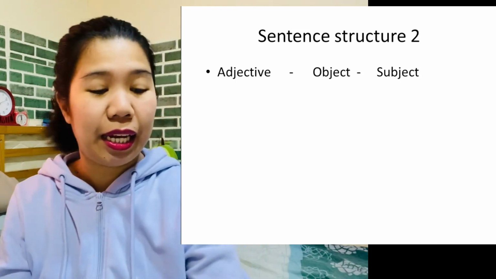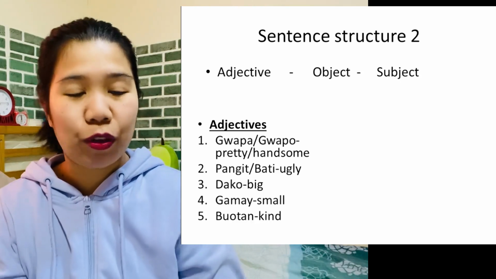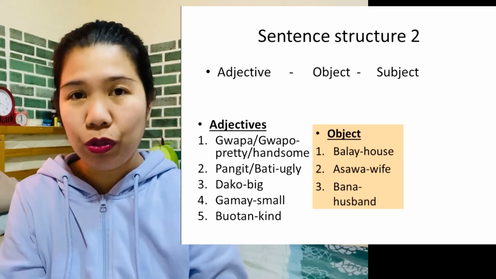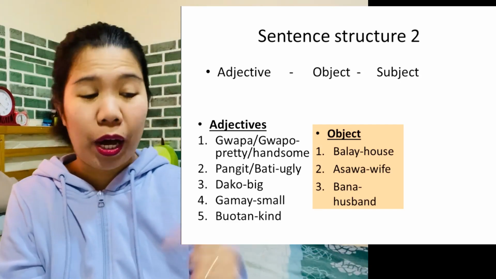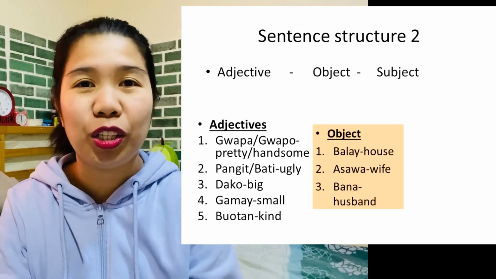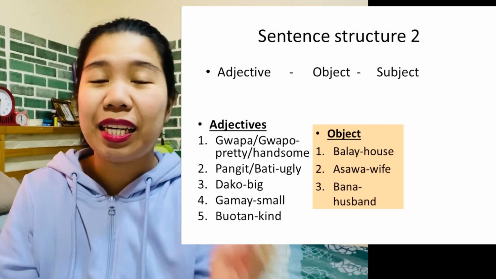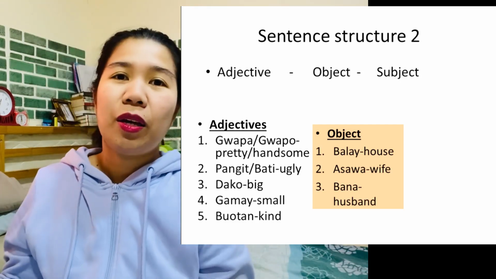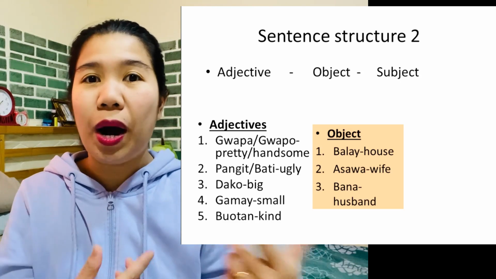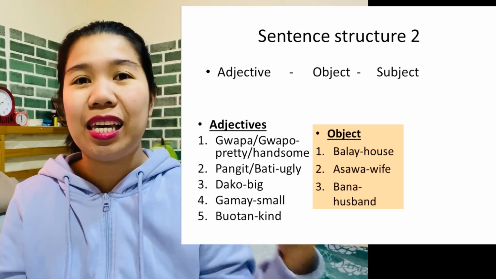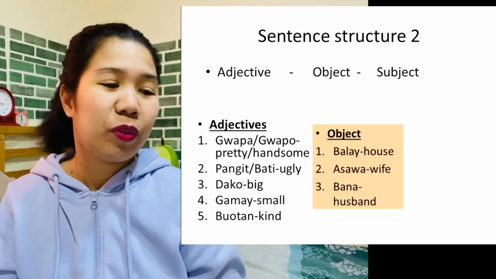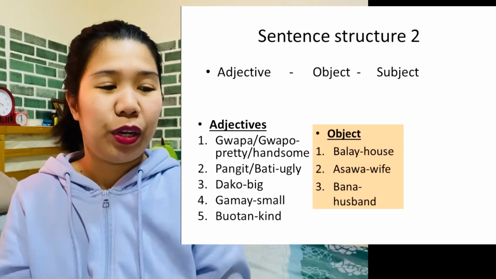Okay, the subject is at the last part. We will be using the same set of adjectives, but our object here would be balay, which means house, asawa means wife, and bana means husband. By the way, additional knowledge for my Tagalog learners, in the Bisaya language, when we say asawa, we particularly mean the wife. When we say bana, that's the husband. While for you Tagalog, I think asawa could mean wife or husband. So here is the little difference.